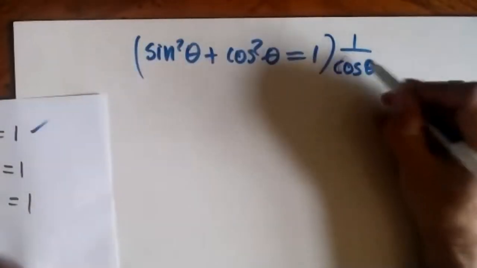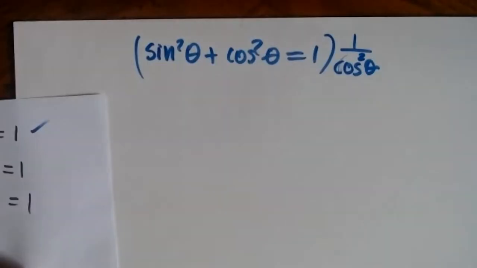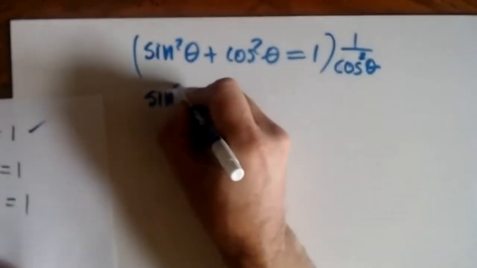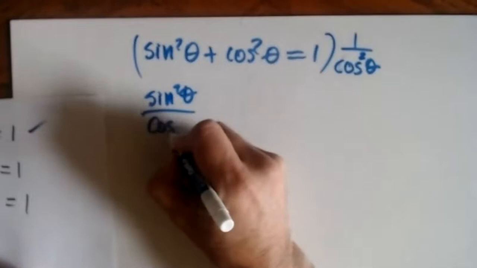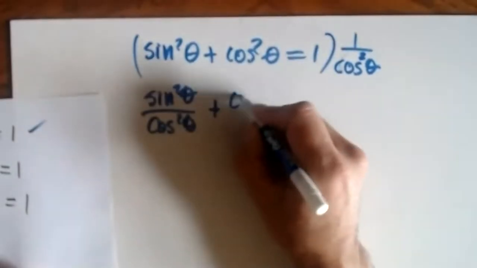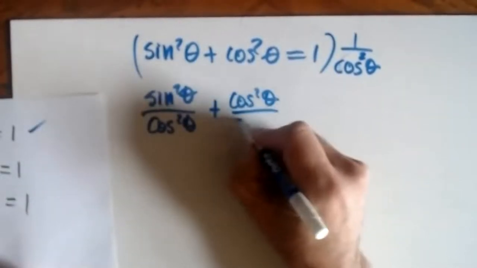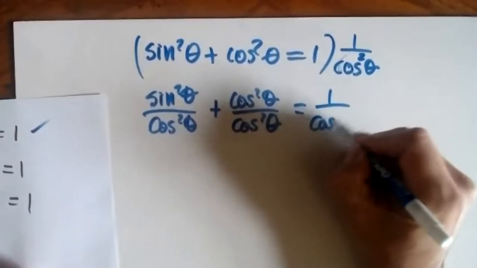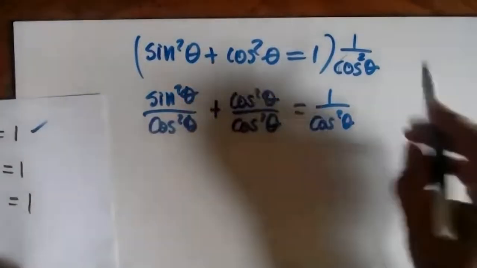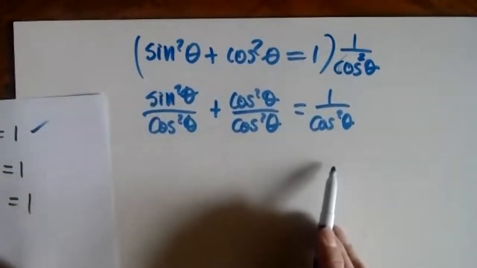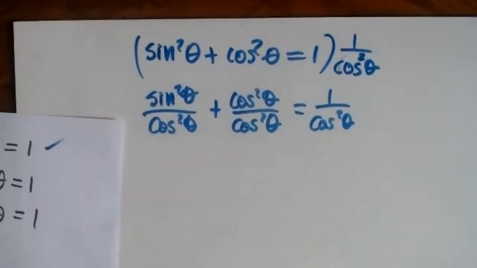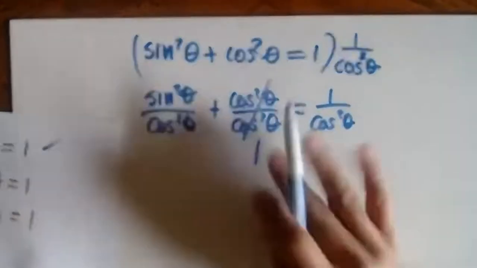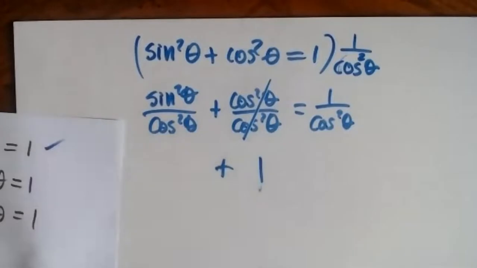So you have, let me just put cosine squared. If you multiply this times this, you get sine squared over cosine squared of the angle plus cosine squared over cosine squared of the angle equals 1 over cosine squared of the angle. So if you multiply this equation, you get this one. Now, use what you know. Cosine squared over cosine squared is 1, correct? So this is plus 1.